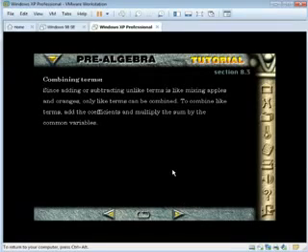Combining terms. Since adding or subtracting unlike terms is like mixing apples and oranges, only like terms can be combined. To combine like terms, add the coefficients and multiply the sum by the common variables.